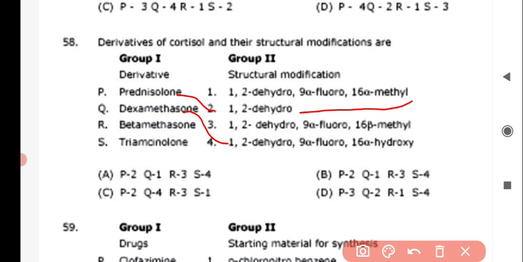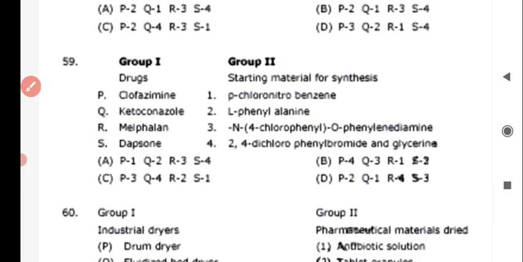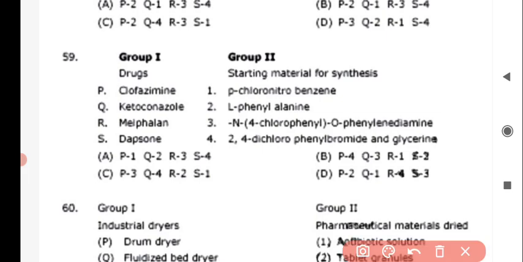The next option is betamethasone, and the correct answer for this is option number 1,2-dihydro 9-alpha fluoro 16-beta methyl. Then for the next option, that is triamcinolone, the correct answer is option number 1, that is 1,2-dihydro 9-alpha fluoro 16-alpha methyl. So for this question, option C is correct. Then coming to the next question.